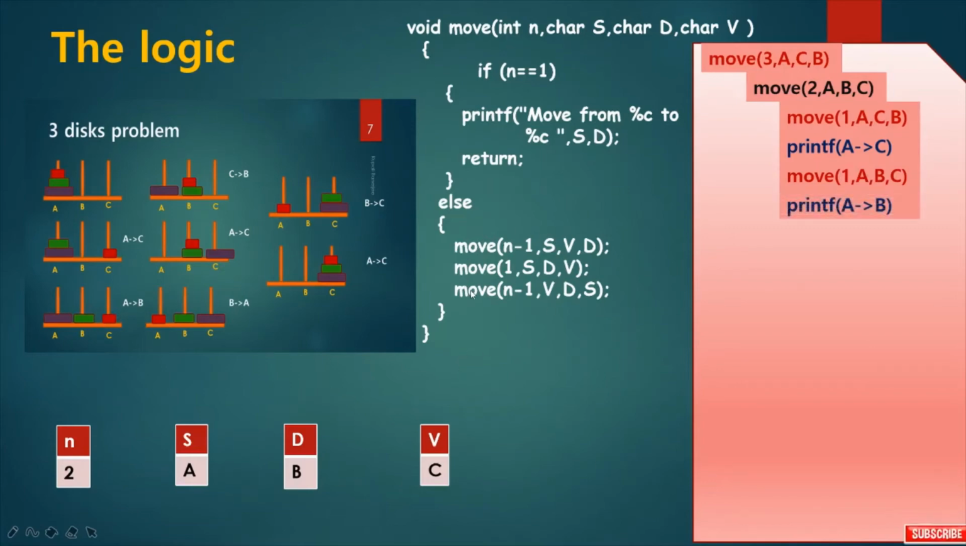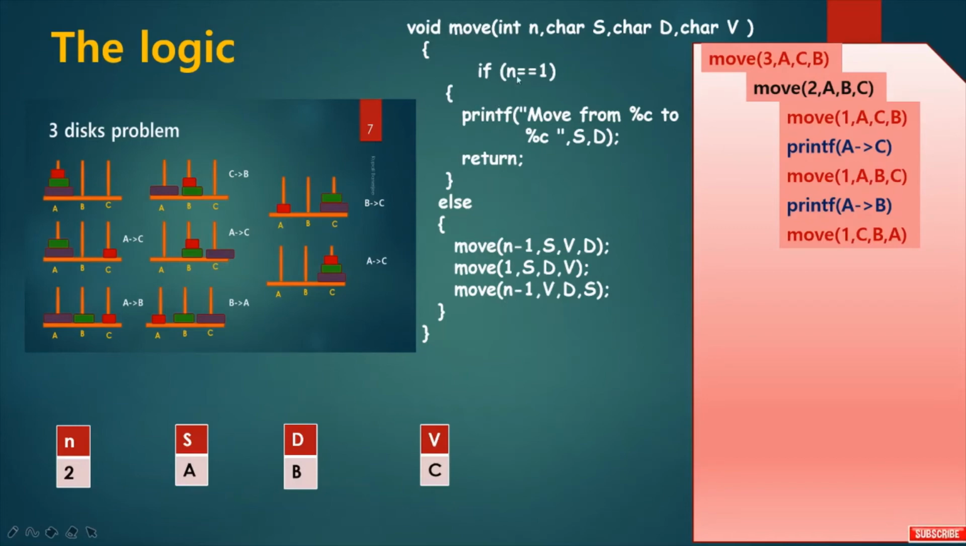Now this third line. Move n minus 1 VDS. What is n minus 1? N is 2. N minus 1 is 1. VDS. V means what? V means C. D means what? D means B. And S means what? S means A. So move 1 CBA. So come here, again call this function.